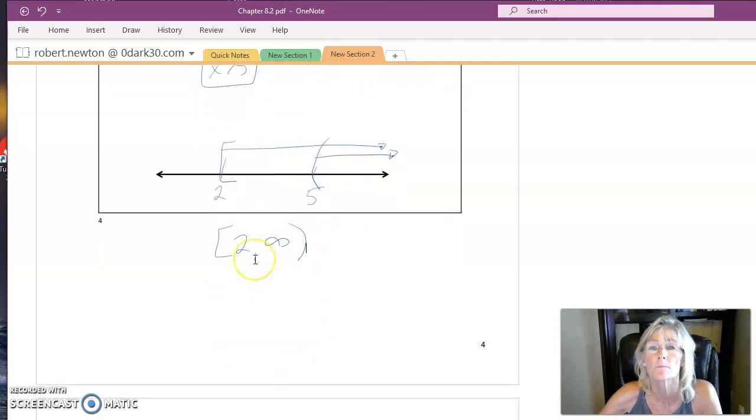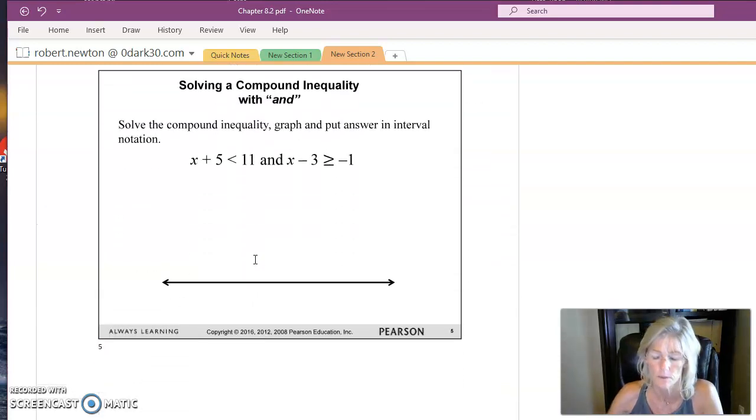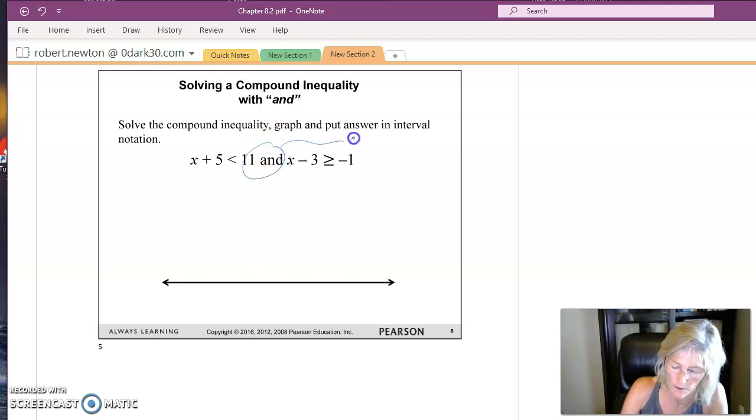Let's look at another one. Let's look at one with and. Again, I'm going to solve both sides. And here, I'm only going to put in interval notation where they overlap, because those solutions satisfy both of the equations and have to solve both of the equations. So x is less than 6, and x is greater than or equal to, I'm going to add 3, that makes it 2. So I need a 2 and the 6.